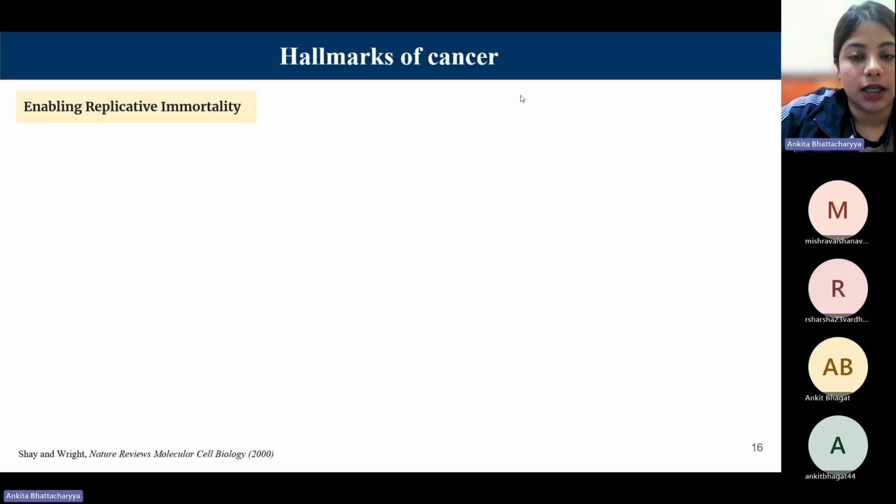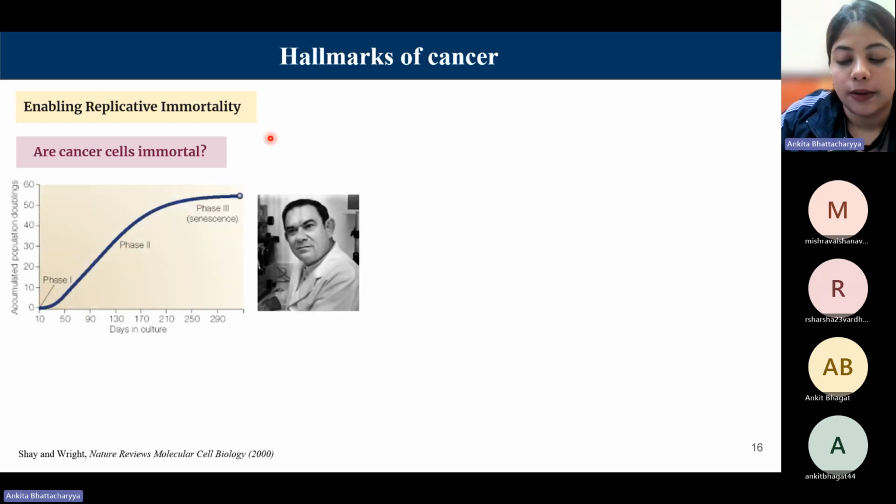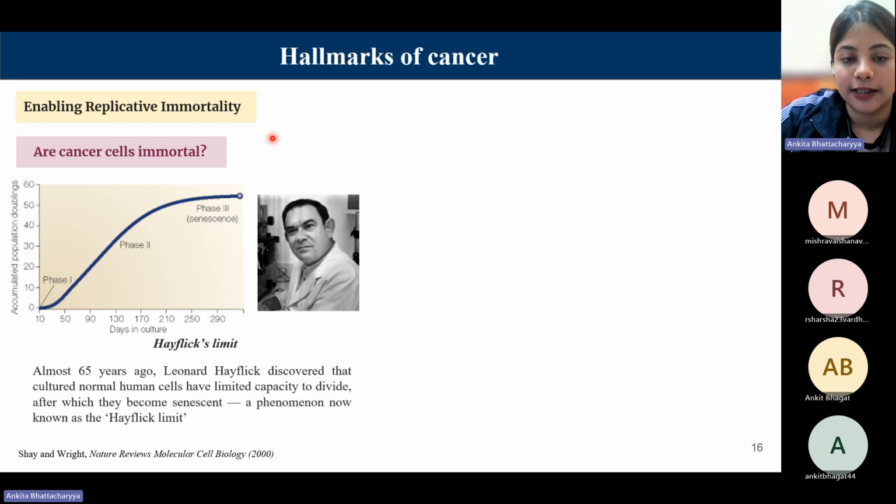The next hallmark is enabling replicative immortality. What does it mean? To understand it, you must first understand this concept: are cancer cells immortal? There was a concept that was proposed by Leonard Hayflick, the scientist you see here, whereby around 65 years ago, Leonard Hayflick discovered that in culture, what is the meaning of in culture? It means cells which you maintain, which you propagate, increase in number, and keep on passaging inside lab conditions, they are known as cultured human cells.